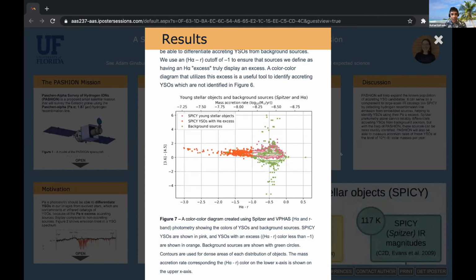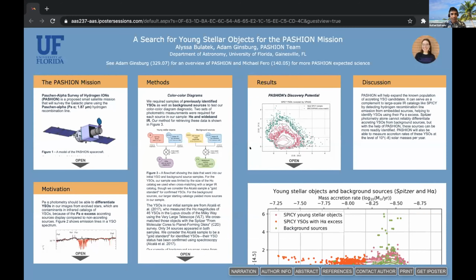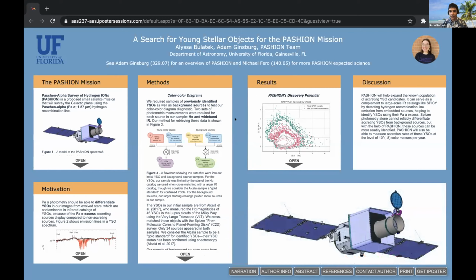Okay. Yeah, I study stellar populations extragalactically, and I can imagine how a satellite like PASHION would be helpful and applicable to nearby galaxies. But I haven't thought about this in the YSO scenario. Interesting. Mm-hmm.